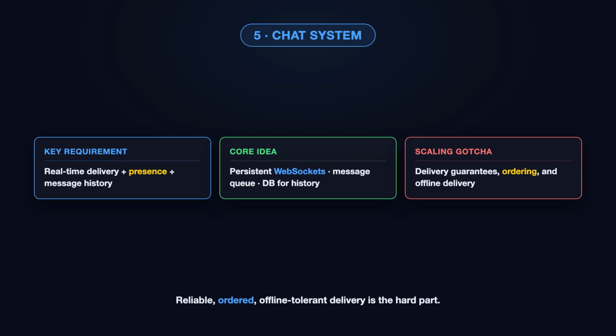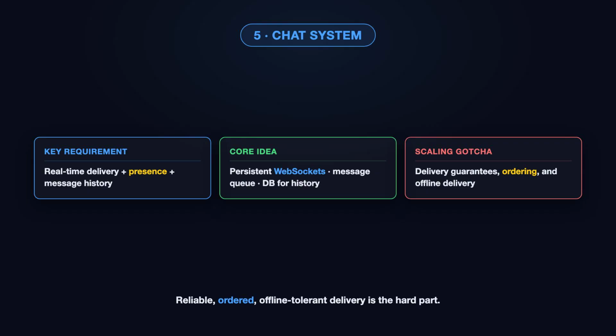Route messages between users through a message queue, and persist every message to a database, both for history and for anyone who is offline when it is sent. The gotcha the interviewer probes: delivery guarantees. How do you make sure a message arrives exactly once, in the right order, even when the recipient is offline or on a flaky mobile network?